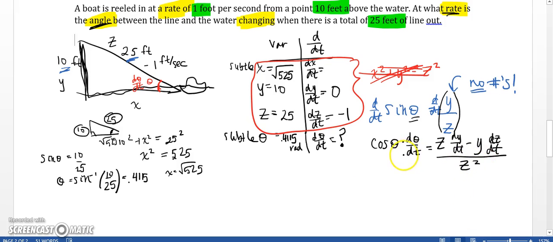So you might be thinking this is going to get really ugly because there's a whole lot going on right here. But what I like to see is, is there anything that I can completely zero out? And that is my dy/dt, which is 0.